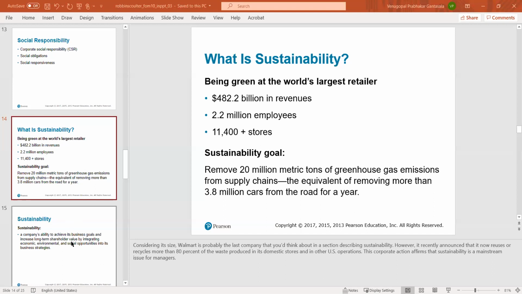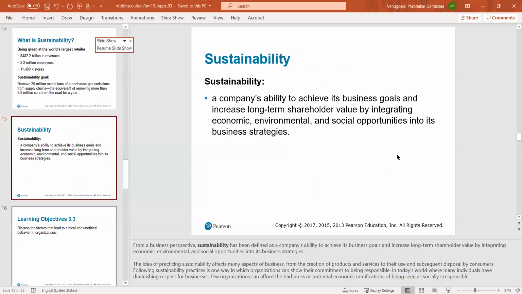Profits, of course, definitely important. So with sustainability, we want to achieve the goals, increase long-term shareholder value. That means you're producing smart products which are in demand, so that you can sell better, you can make more revenues, which means that you're integrating economic, environmental, and social opportunities. You can't say these are exclusive; they all should be integrated together, and that is the meaning of sustainability.